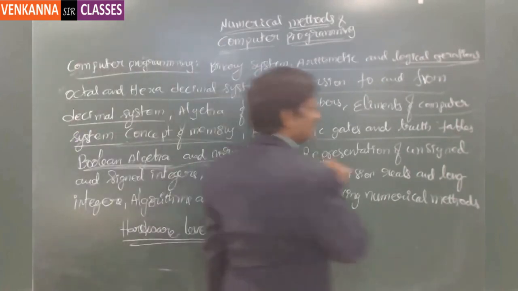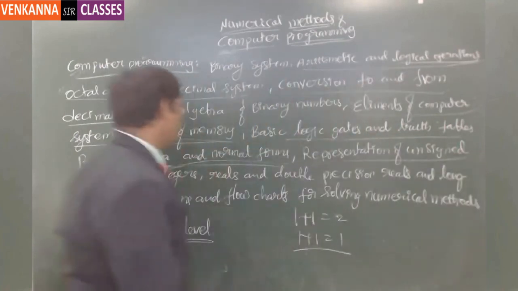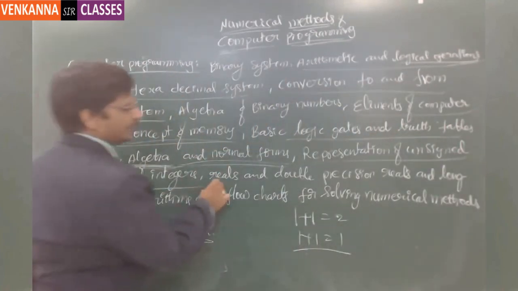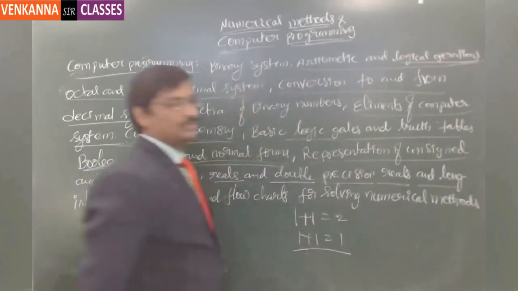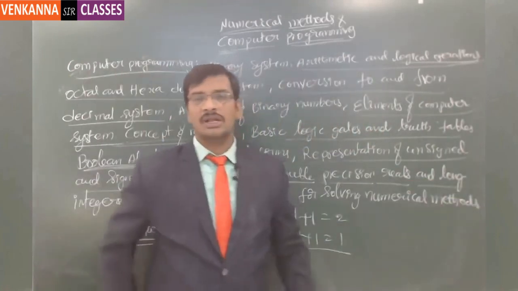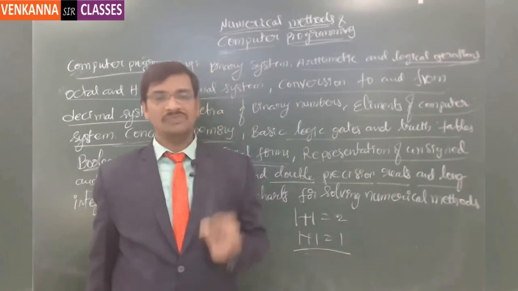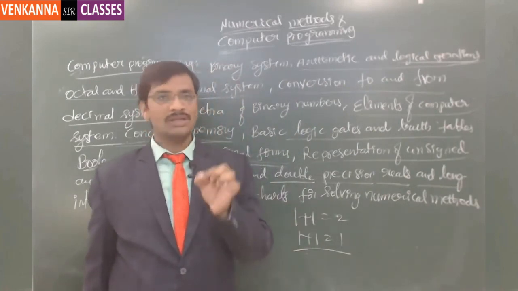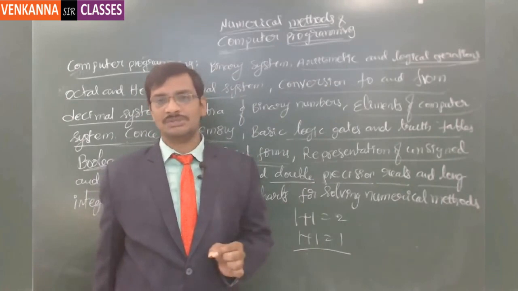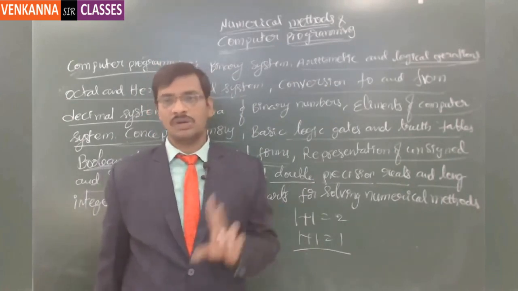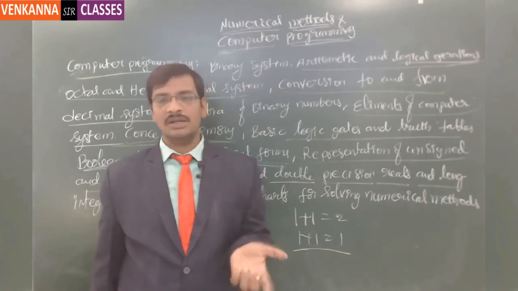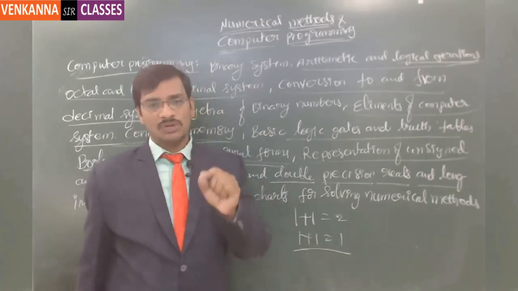And then representation of unsigned and signed integers, reals and doubles, double precision reals, and long. Long is nothing but long integer. Now, whatever we are convenient with are only the real numbers and the decimal number systems. These are the two number systems we are very much familiar with and convenient to write, read and understand. But a computer can understand only zeros and ones.